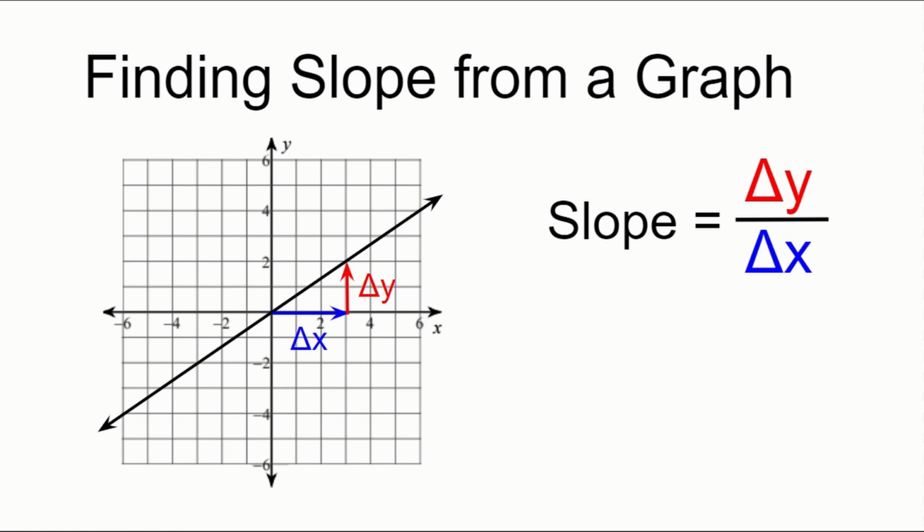In order to find slope from a graph, we need to figure out what the change in y is, which is the up and down change, which will be the top of our ratio. And then we need to figure out what the change in x is, which is the side-to-side change, and will be the bottom of our ratio.